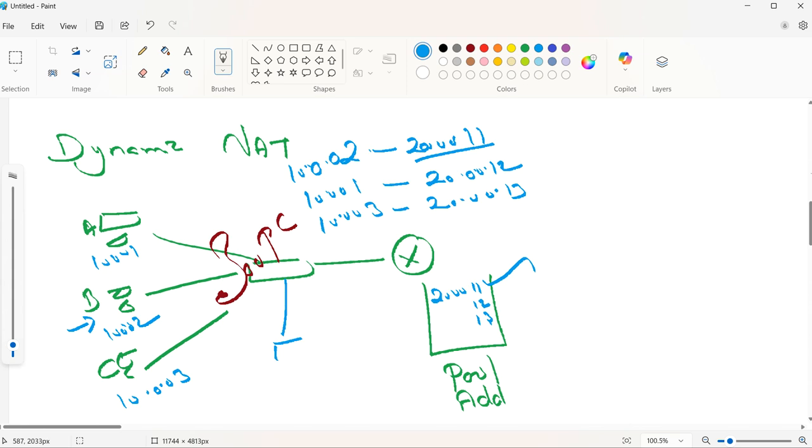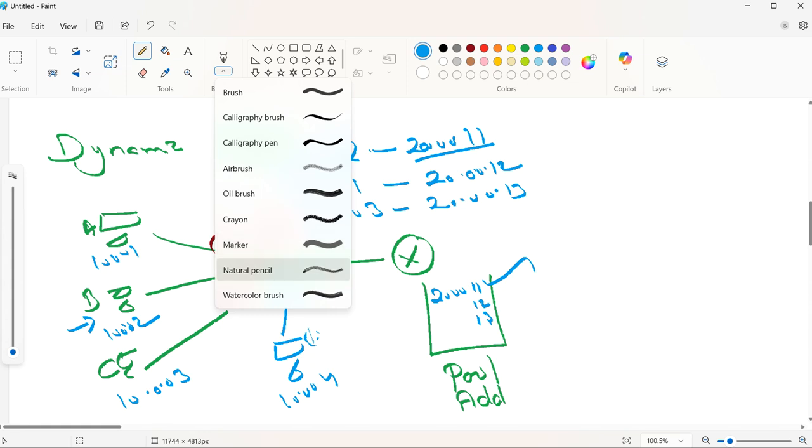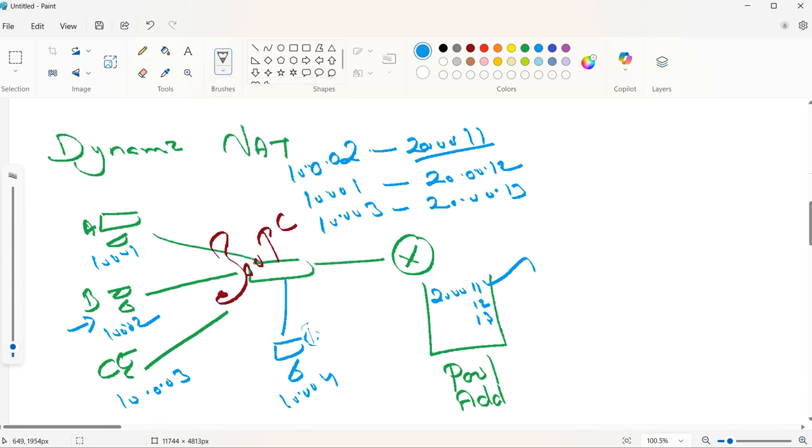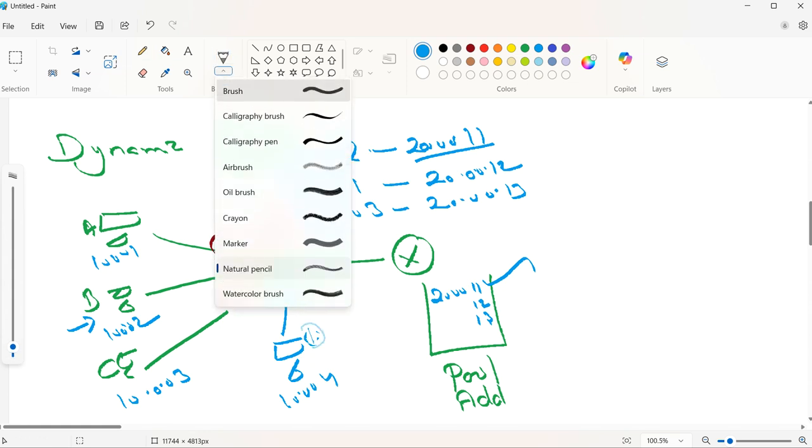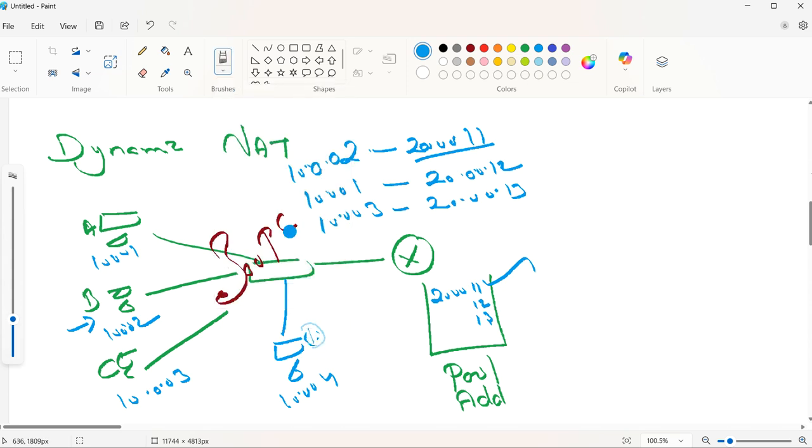Now there is another computer called D, 10.0.0.4.